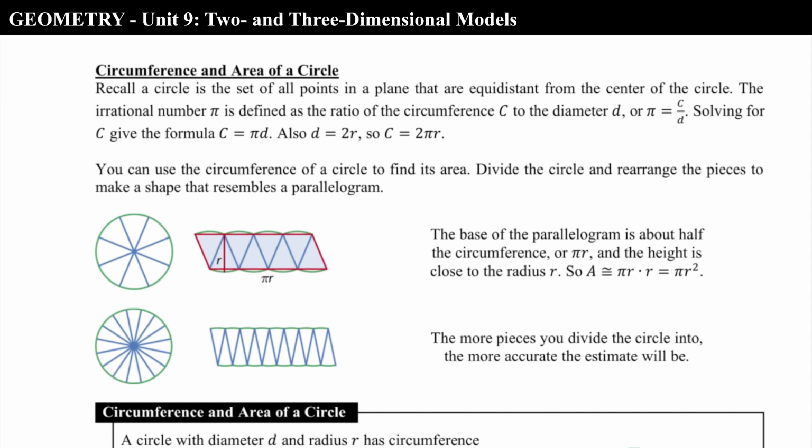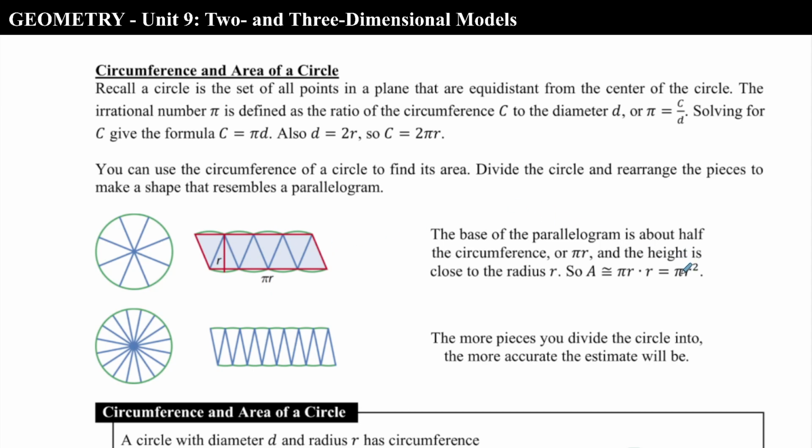So you can use the circumference of a circle to find its area. Divide the circle and rearrange the pieces to make a shape that resembles a parallelogram. Again, we're going back to parallelograms here. So if we divide this circle into 8 pieces and rearrange them, you have a parallelogram here, but you also have a little bit extra that's not accounted for. But you approximately have base times height, which is pi r squared.